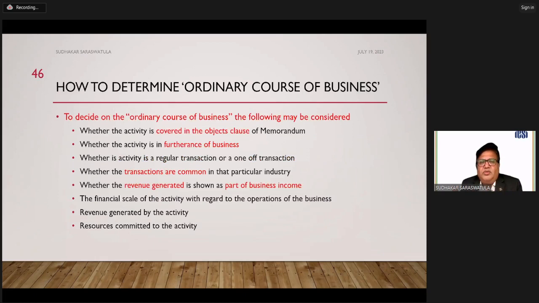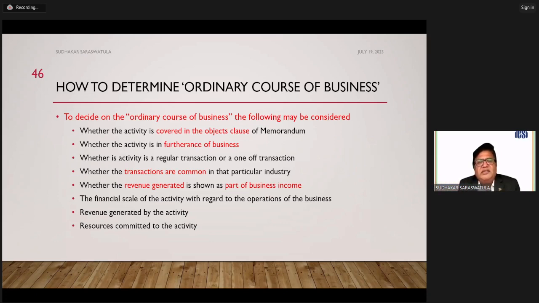Further, just to give some more add-ons to that: whenever I have to determine what is the ordinary course of business, whatever I have explained, the fundamental thing is if it is for furtherance of my business, I can definitely say that. In addition to that, there may be certain other parameters which may also be helpful to you.